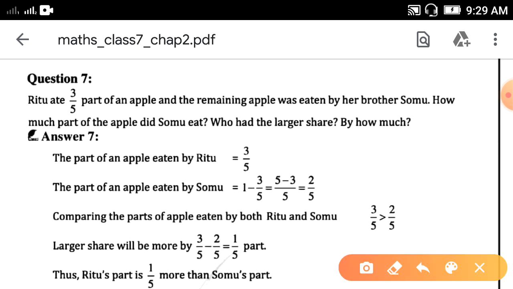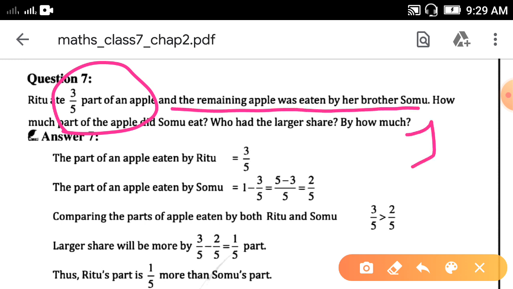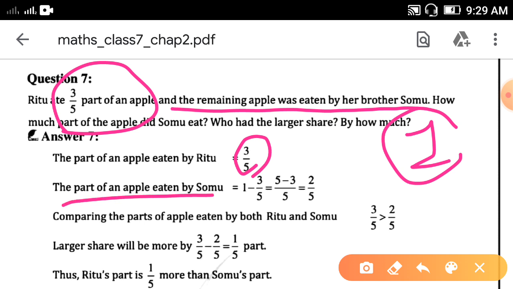Ritu ate 3/5 part of an apple. You have to read it as a 3/5 part. The remaining apple was eaten by her brother. Okay. Now the full apple, like a pizza, we have to consider as one part. Out of one part, 3/5 part was eaten by Ritu. What is the remaining part? If you want to find the remaining part, then you have to subtract from 1. That is 2/5. The remaining part was eaten by Somu.